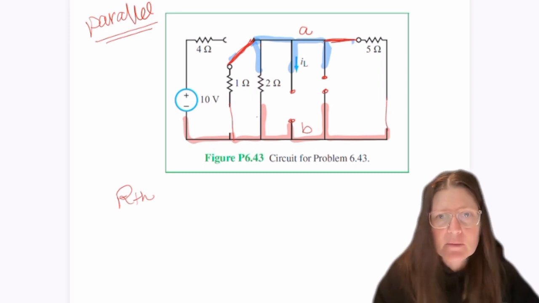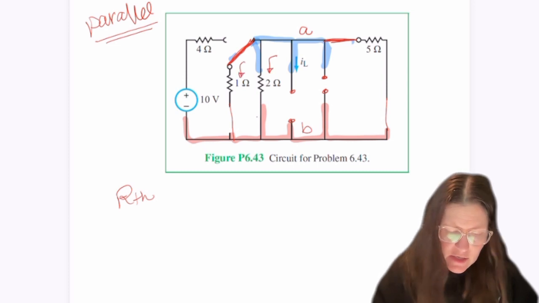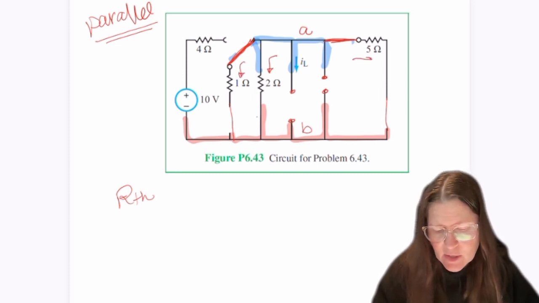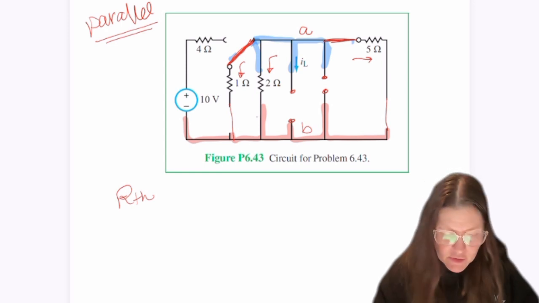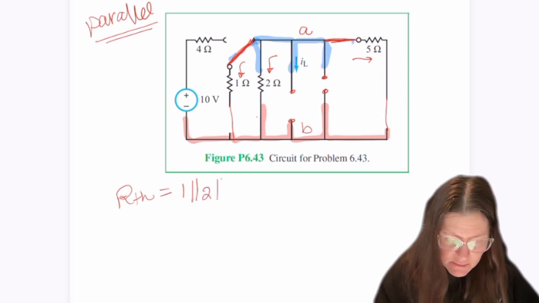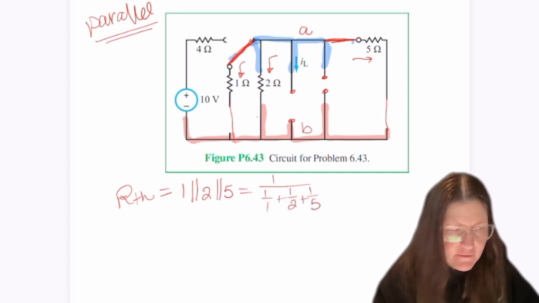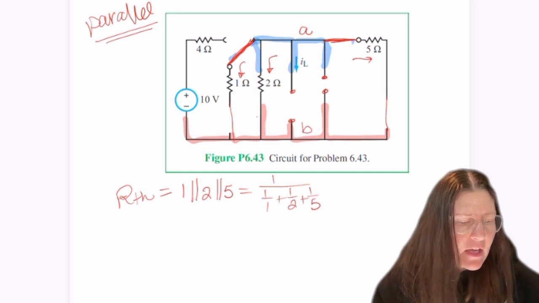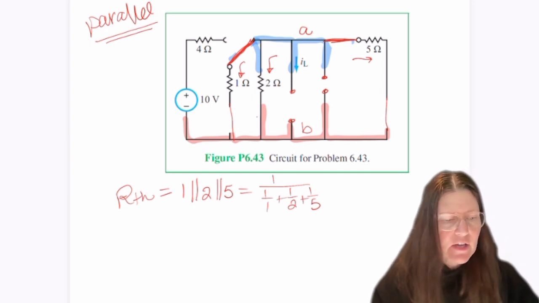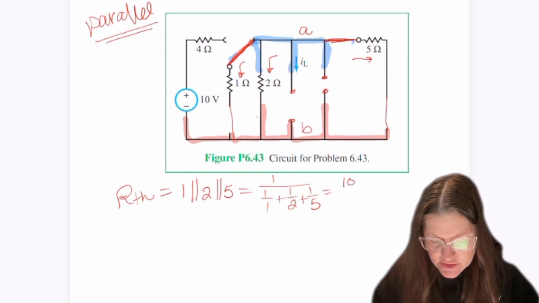And so for our pathway between A and B, we can go here, here, as two separate pathways, and this way. All three of those will be in parallel with each other. So I'm going to have 1 in parallel with 2 in parallel with 5. That will be 1 over 1 plus 1 over 2 plus 1 over 5, and that will be 10 over 17. So this gives me 10 over 17 ohms.